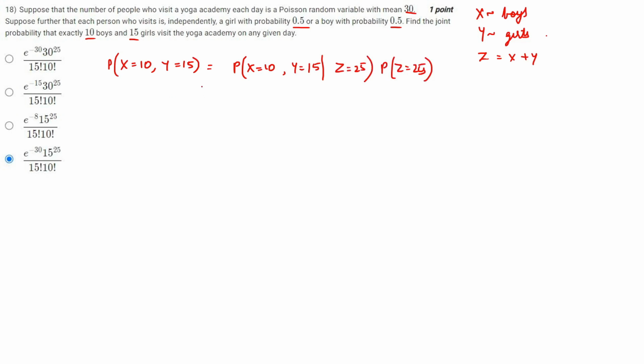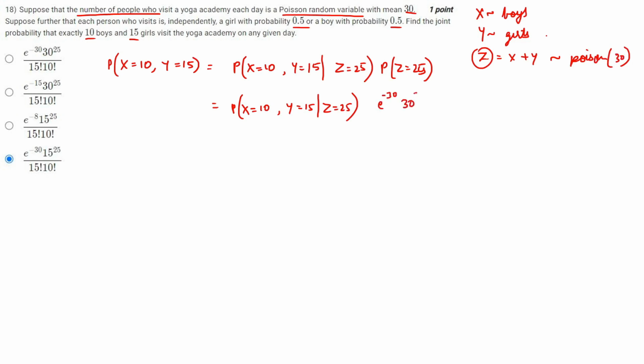And now, since this is a Poisson random variable, as you can see, the number of people visiting the yoga academy is a Poisson random variable. This z is Poisson of 30. So if we substitute, probability of z equal to 25 is e to the power minus 30 into 30 to the power 25 divided by 25 factorial.